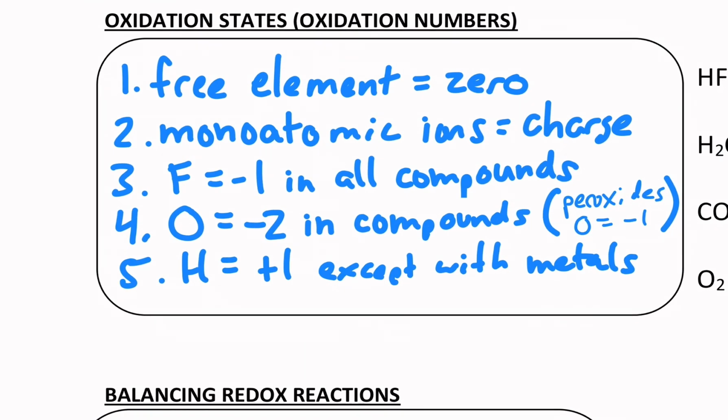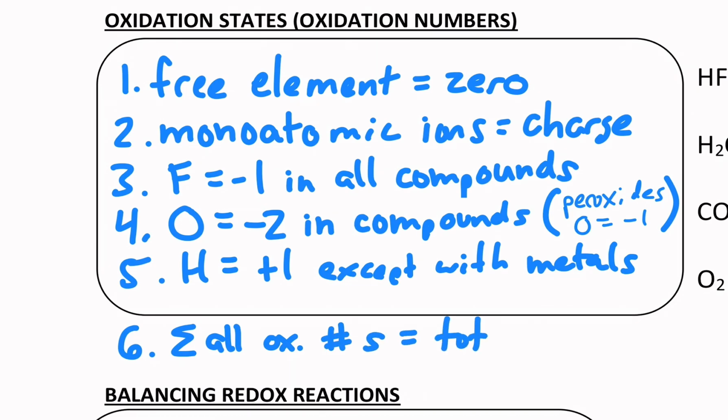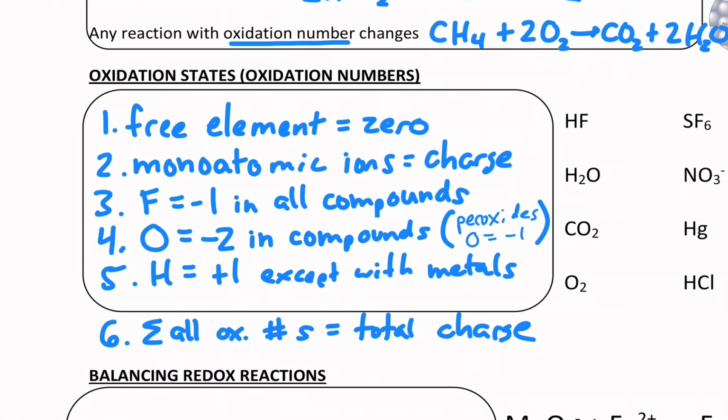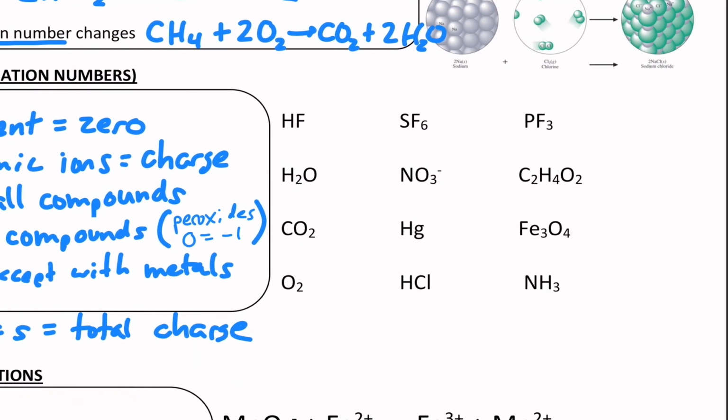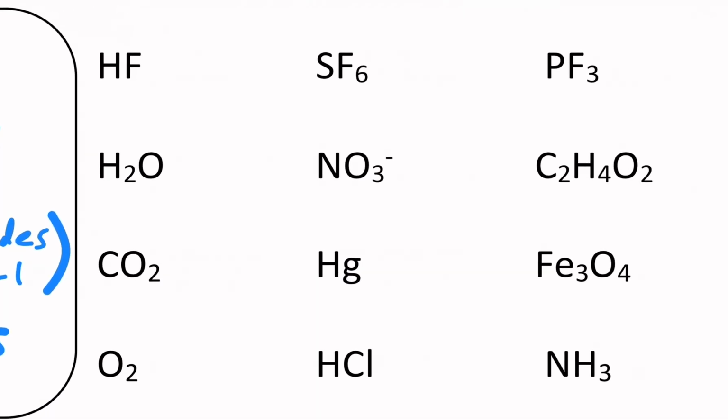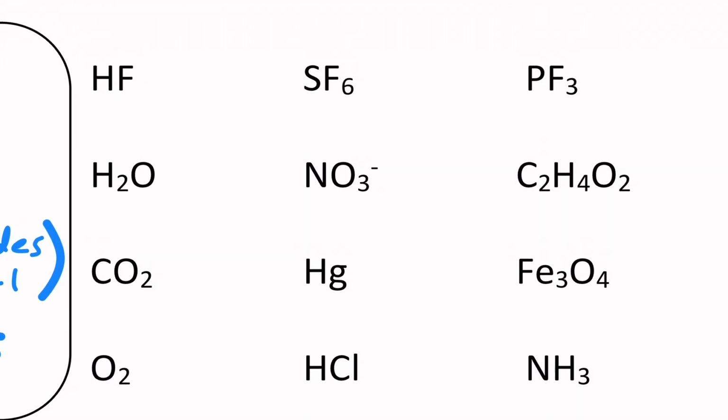And I said there's 6 rules. There are. Those are the main 5. I'm going to put 6 outside the box because it's actually the most important but kind of implied. The sum, that's capital sigma, the sum of all the oxidation numbers will equal the total charge, meaning the total charge that a formula has. So let's practice this. Let's identify what the oxidation numbers are for these 12 compounds that we have over here.